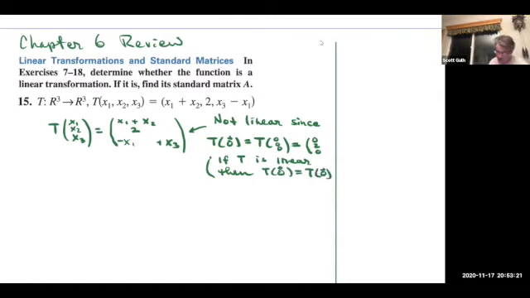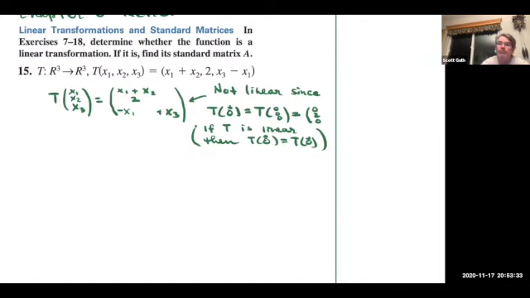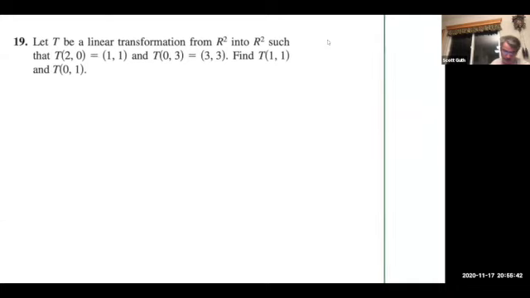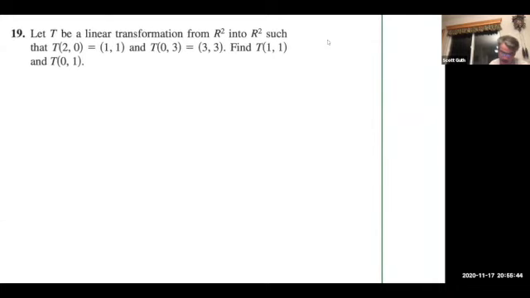Okay, so this one's not a linear transformation, and we don't have to find the standard matrix because of that. And that's all you can do with number 15. Okay, so this is number 19. This one's asking if t maps 2, 0 to 1, 1 and 0, 3 to 3, 3, what's t of 1, 1?